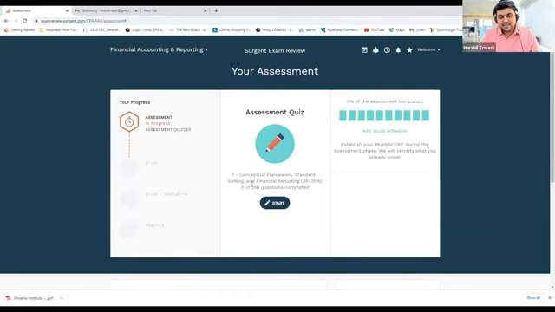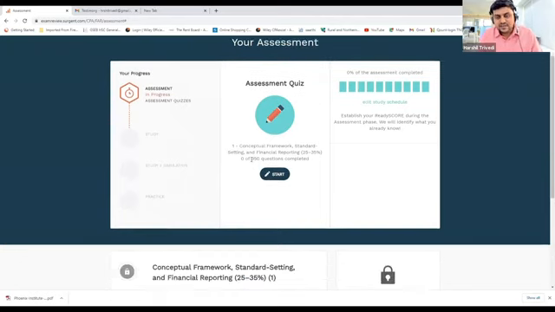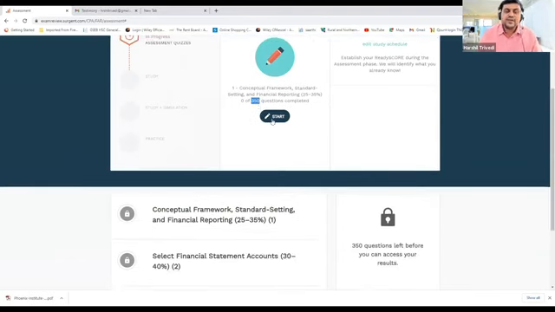Now, in this there is an assessment quiz. In this, you have to answer 350 questions. If you answer 350 questions, the software itself recognizes where you are lacking, and it will give you questions that help you study. The software will know your weak area. It will give you only that content again and again in which you are weak, so that you practice again and again in that area and become strong in it.